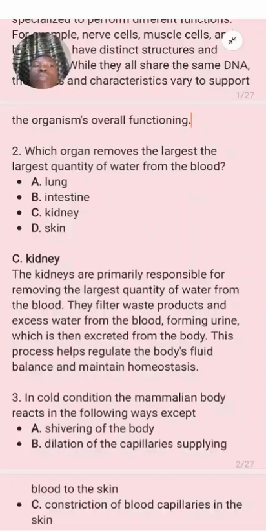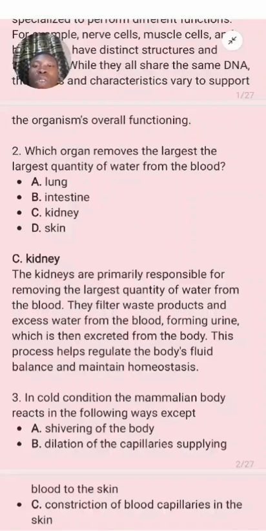So the kidneys are primarily responsible for removing the largest quantity of water from the blood, as well as waste products and excess water. It is this filtration that would eventually lead to the formation of urine that is then excreted from the body. And this will help us to have a fluid balance and maintain homeostasis.